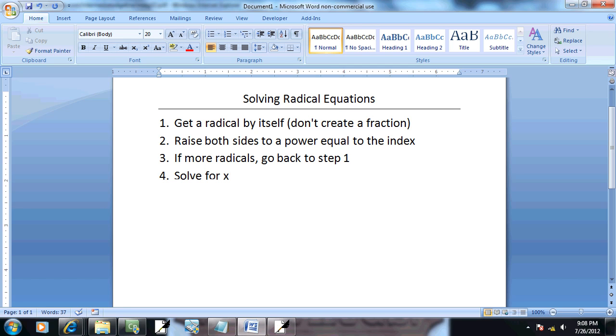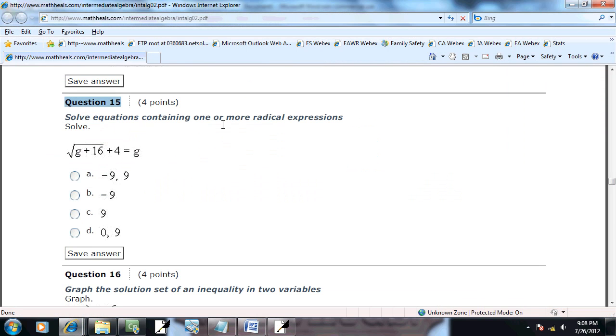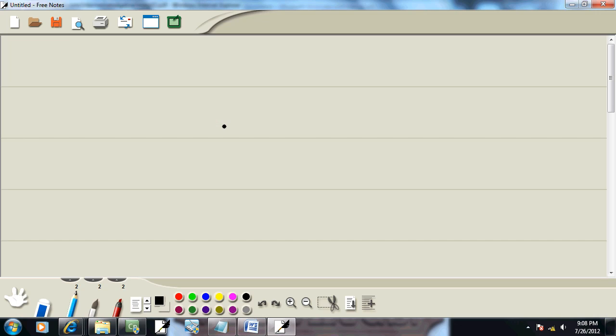I know it's kind of vague, but at this point you'll have either a quadratic or a linear, so it has to be vague. And step 5, check your answers. This process will give you the correct answer, but sometimes it gives you false answers, so you have to check them.